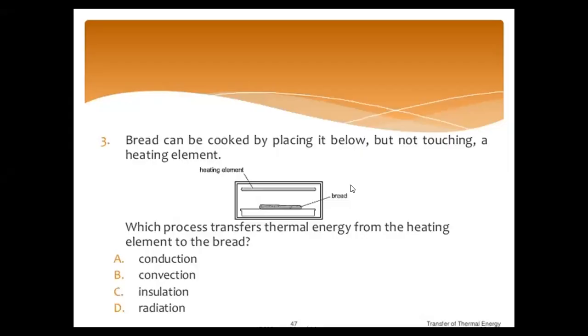I return back to our slides where we stopped. See this question number 3. In this question, as you see, bread can be cooked by placing it below, but not touching, a heating element. Here is the heating element, here is the food. Which process transfers thermal energy from the heating element to the bread? A, conduction, B, convection, C, insulation, D, radiation. So as you see from the heating element, it will be radiation. So the answer will be D.